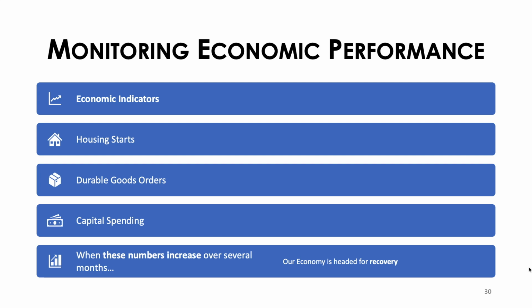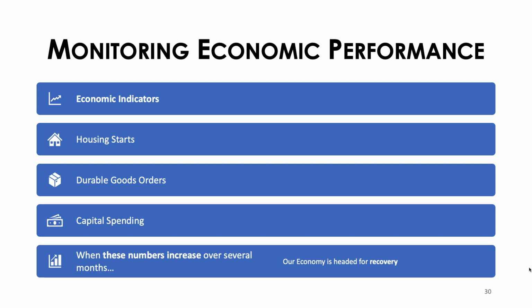Durable goods orders, big stuff. You buy a new refrigerator, you buy a car, things that are going to last more than a year. Capital spending is what businesses spend, and if there's strong capital spending, let's hope that there is need for human resources and for jobs, really good jobs.